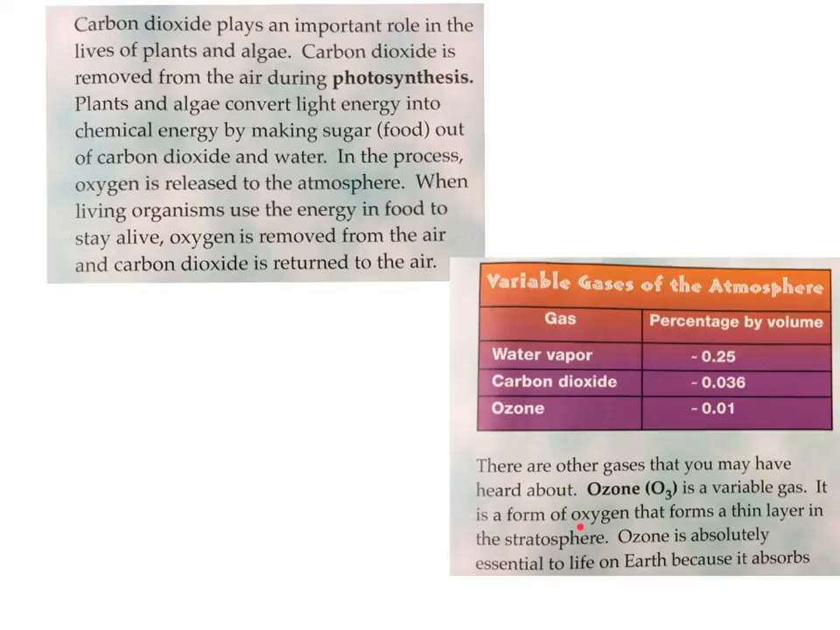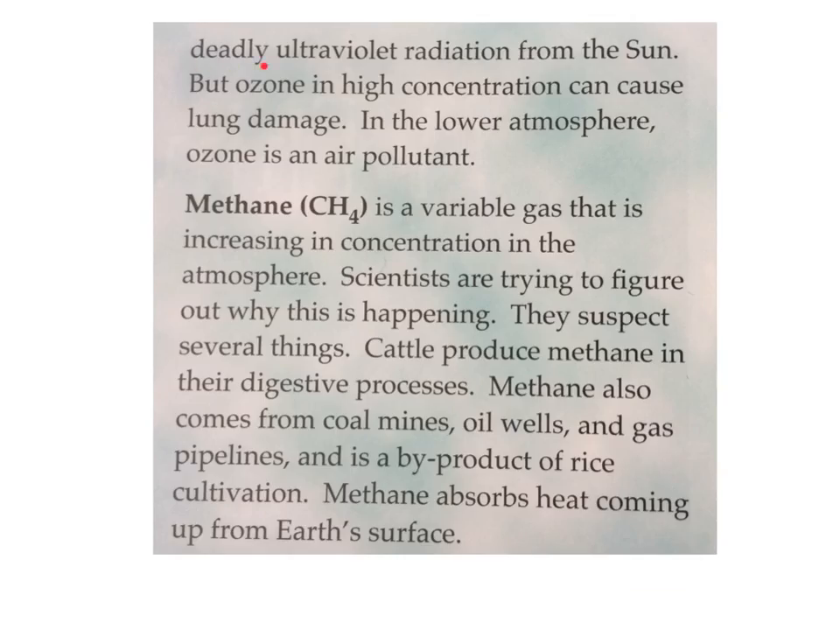It is a form of oxygen that forms a thin layer in the stratosphere. Ozone is absolutely essential to life on Earth because it absorbs deadly ultraviolet radiation from the sun. But ozone in high concentration can cause lung damage. In the lower atmosphere, ozone is an air pollutant.